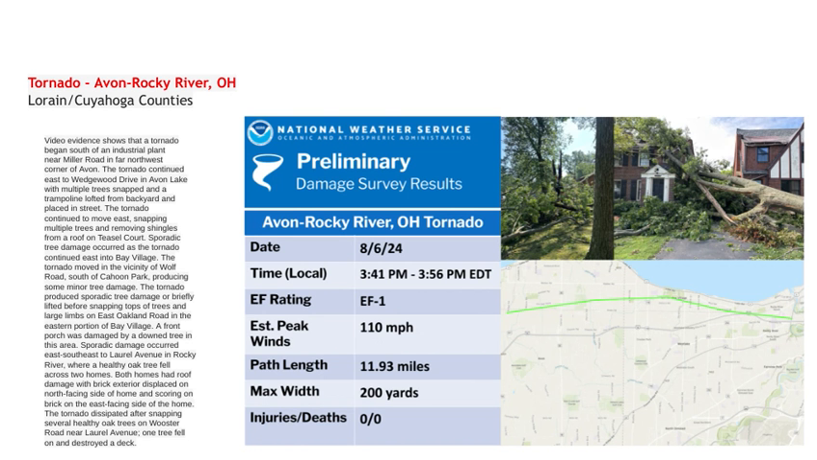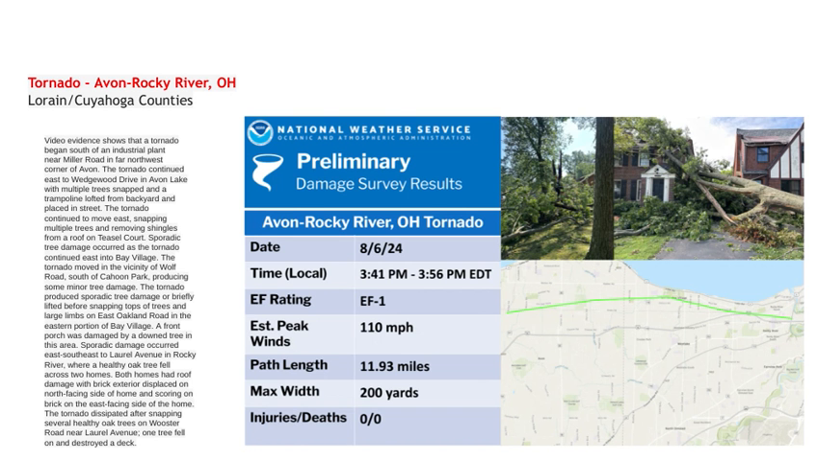Spotty wind tree damage occurred as the tornado continued east into Bay Village. The tornado moved in the vicinity of Wolf Road, south of Cuyahoga Park, producing some mild tree damage. The tornado produced severe tree damage or briefly lifted before snapping the tops of trees and large limbs on the east side, in the eastern portion of Bay Village.